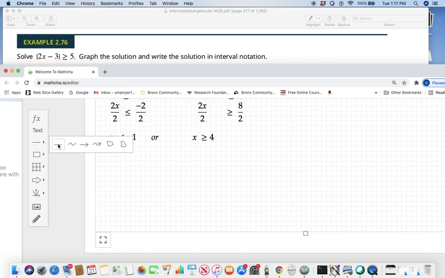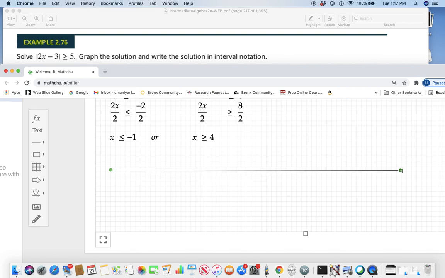How do we graph this? So we have solved it. We want to graph it. So this is the solution. Okay. To graph it, first graph the number line. Negative 1 is somewhere to the left. 4 is somewhere to the right. Is x allowed to be equal? Yes. So fill in that point. Is x allowed to be equal 4? Yes. So fill in that point.